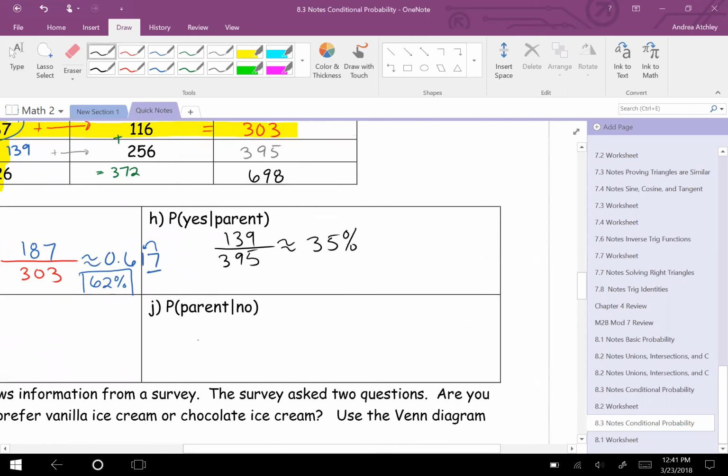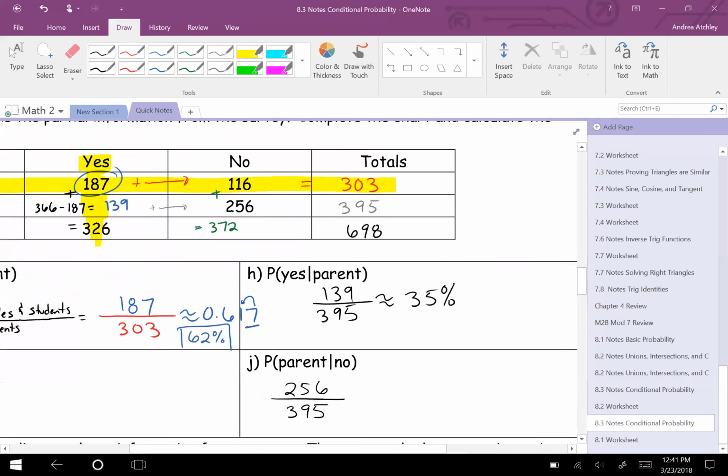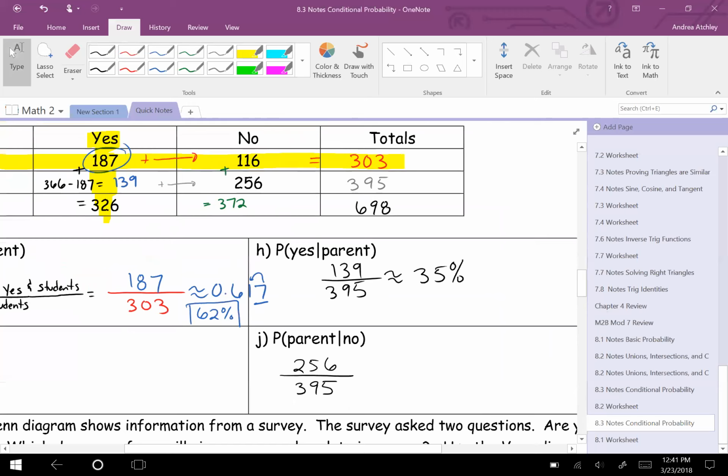Okay, Jay. Celeste, what'd you get? Okay, what was your fraction? 256 over 395. Okay, so you're going to be doing the people who said no was on the bottom. So how many people said no? 372. 372 said no, because no goes on the bottom.